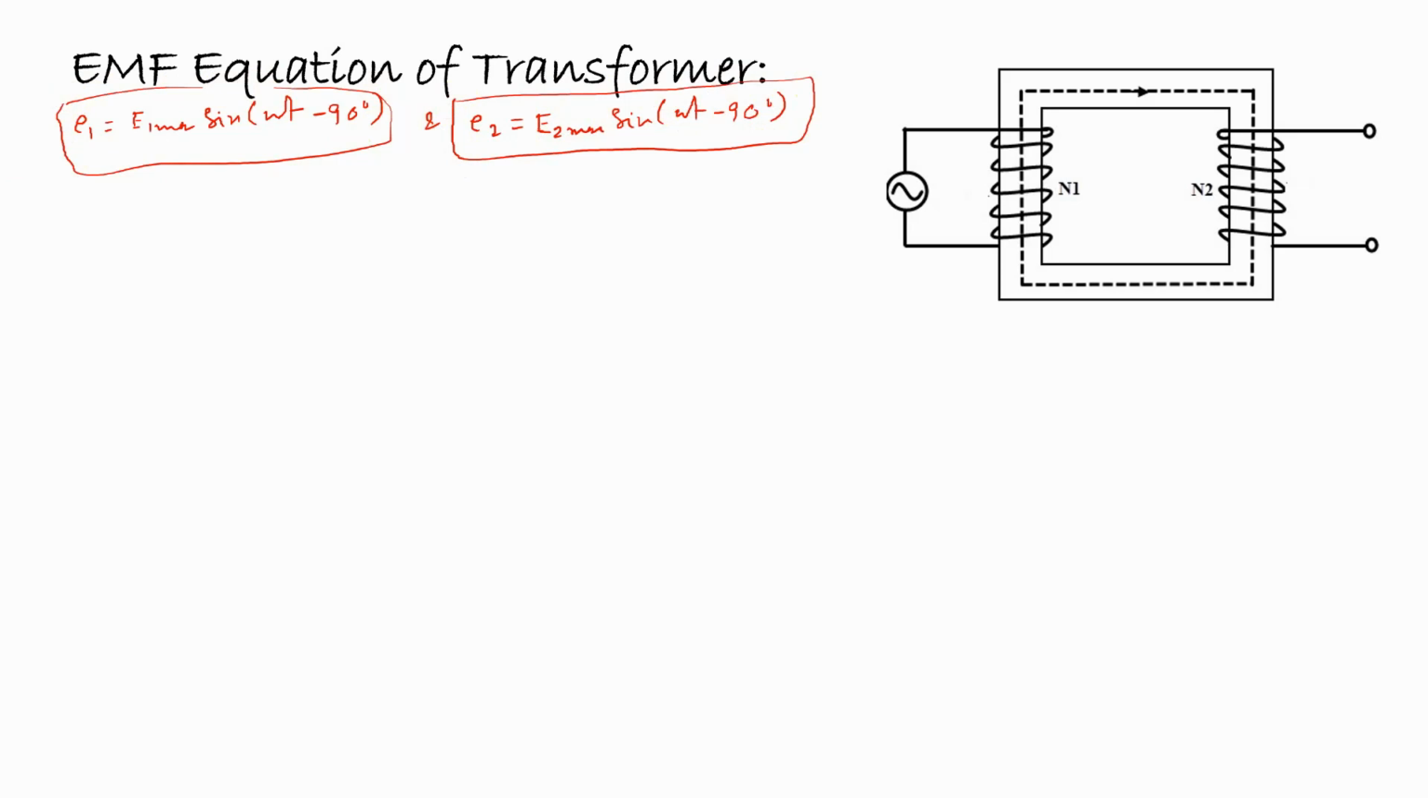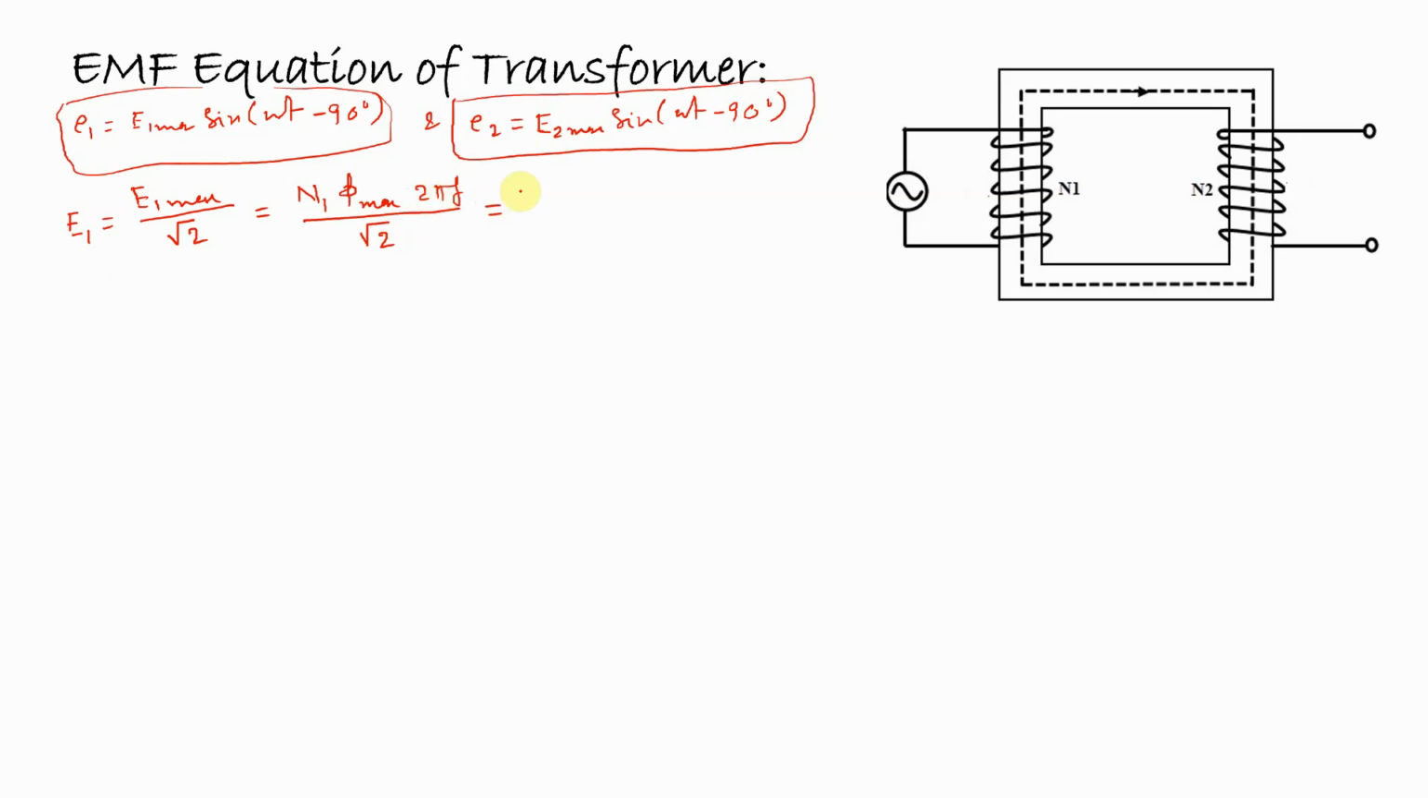Now find the RMS value. As we know that in case of a sinusoidal quantity, the RMS value will be equal to the maximum value upon root 2. So the RMS value of the induced EMF in the primary side can be written as E1 max upon root 2, where E1 max equals N1 phi max into omega, and omega can be written as 2 pi f, upon root 2.